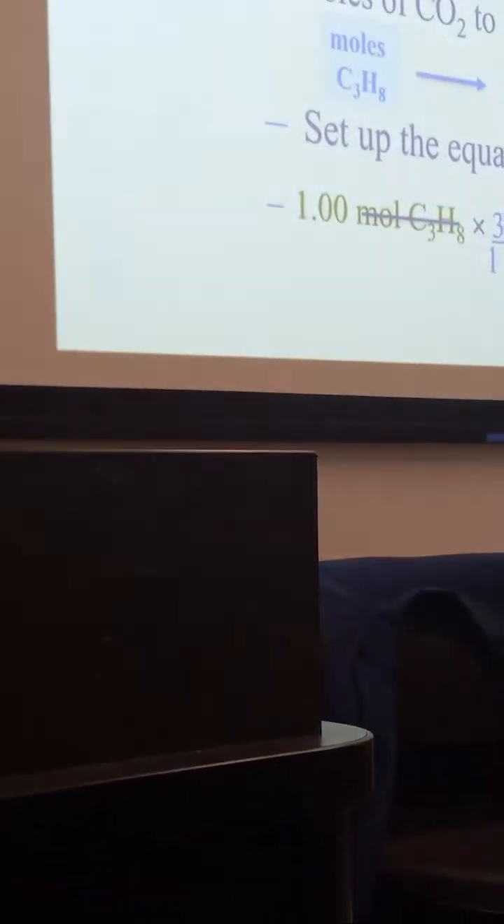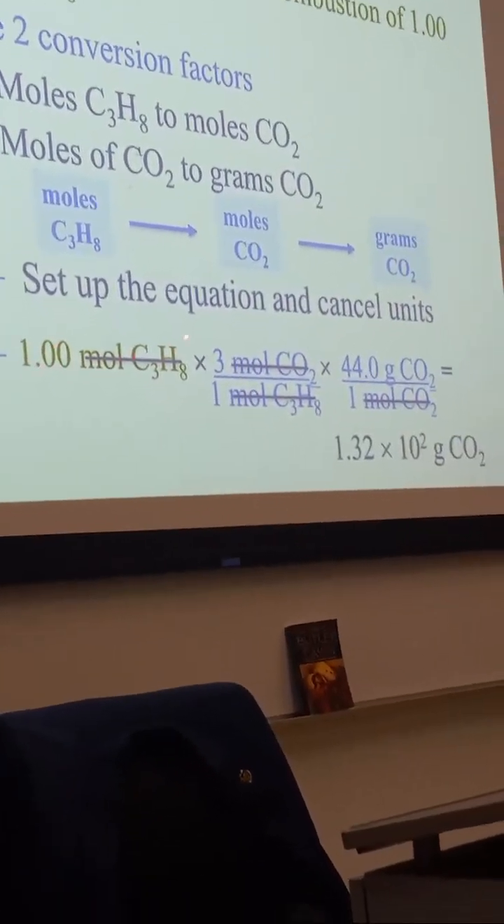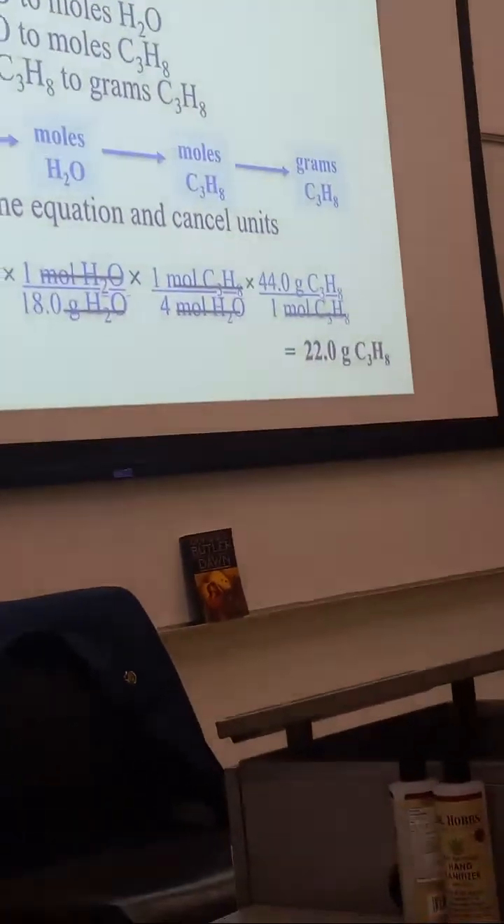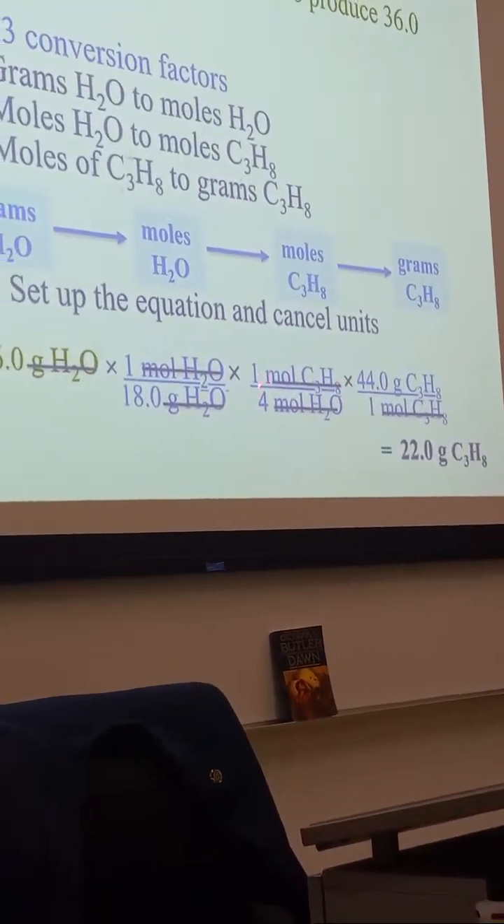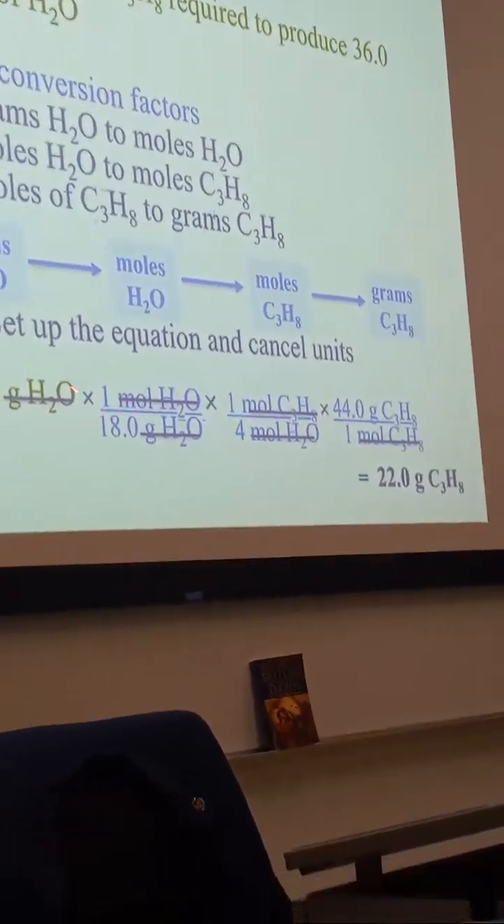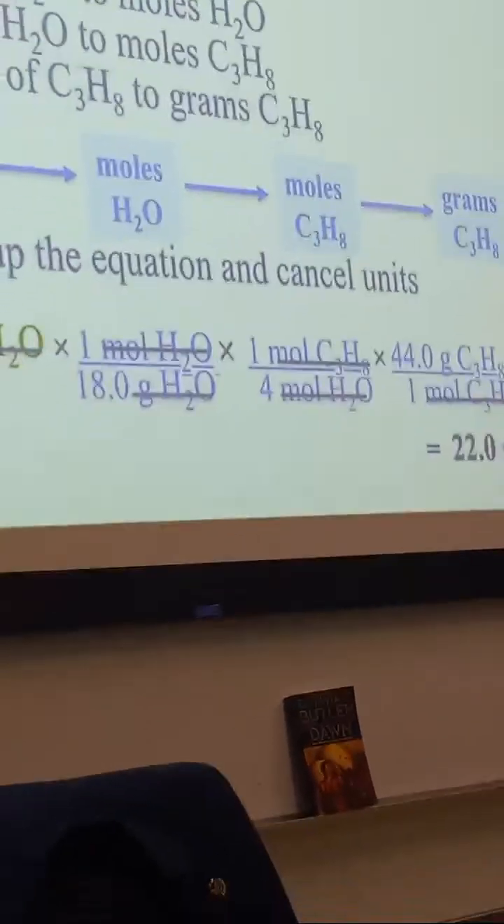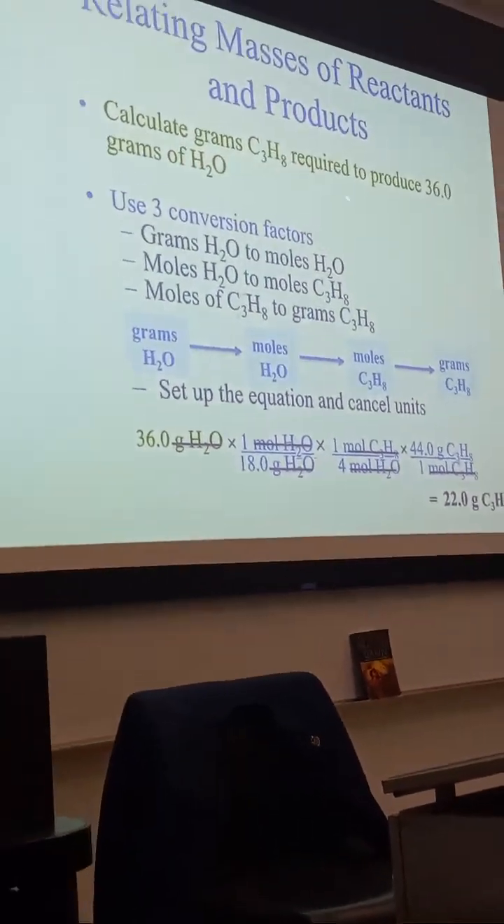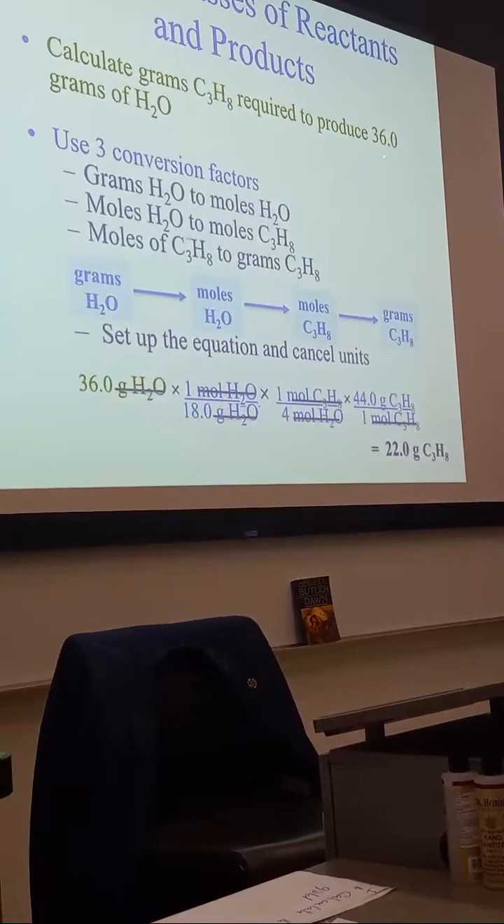The carbon dioxide is a 1 to 3 ratio. You see the 1 to 3 ratio here. Here, they do it for water. You see the 1 to 4 ratio here as well. But here's the deal though, this is a little bit different, right? They gave you 36 grams of water.